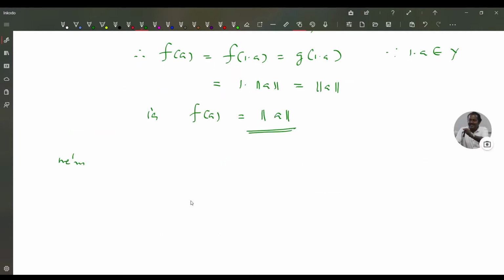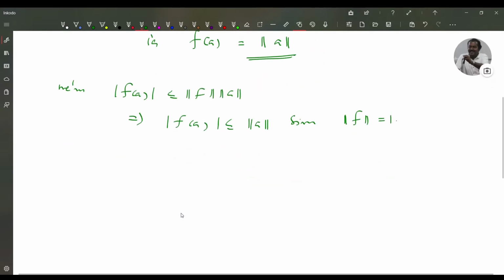We have modulus of f of a less than or equal to norm f into norm a. This implies modulus of f of a is less than or equal to norm a, since norm f is 1. Therefore, norm a is greater than or equal to the supremum of modulus of f of a such that norm f is less than or equal to 1. Take this as equation 1.